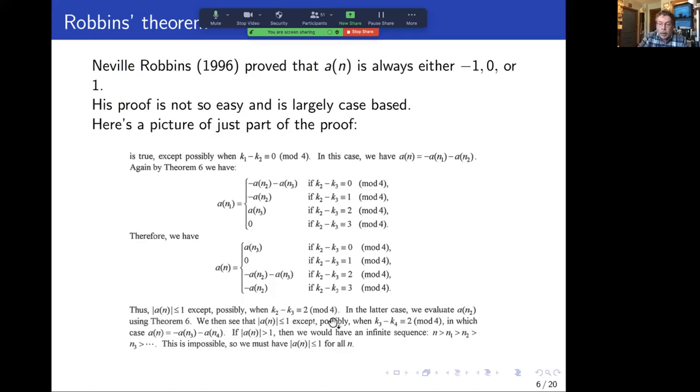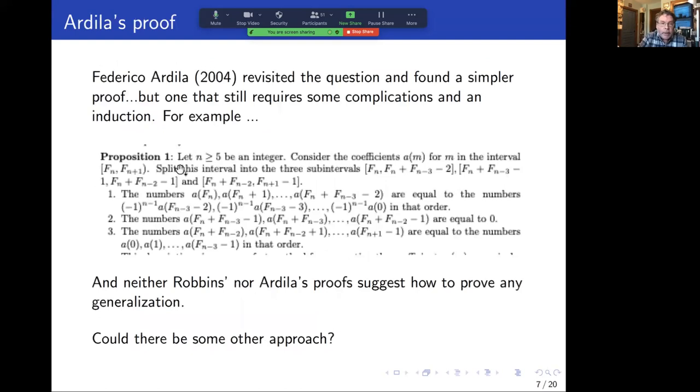Then later on, Federico Ardila in 2004 found, I think, a much nicer, simpler proof of this fact. But his proof still requires some complications and an induction. Again, here's part of the proof. He's splitting up an interval into 3 subintervals, and he argues that in a particular interval, we get the numbers that are similar to another interval, but perturbed by minus 1, and so forth.